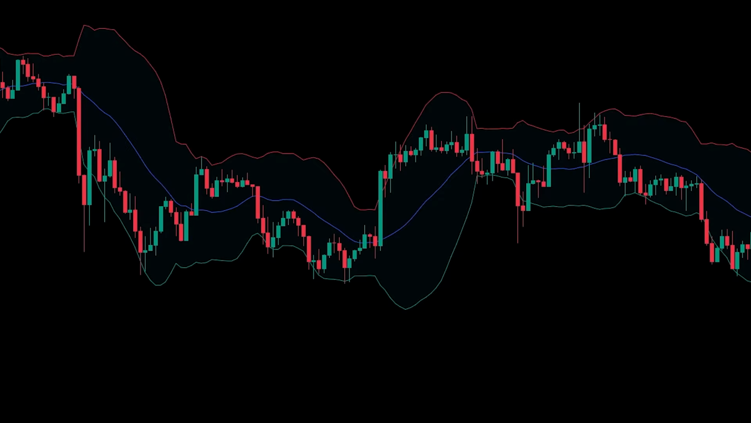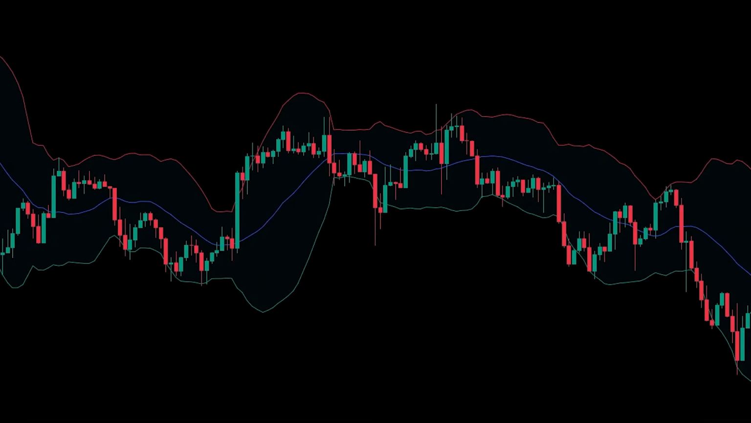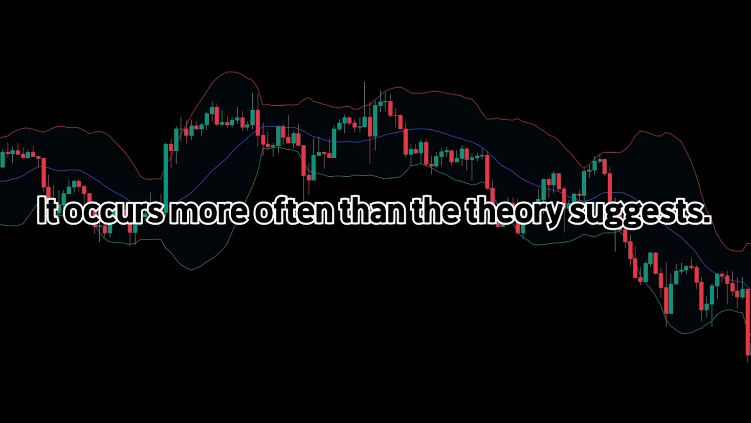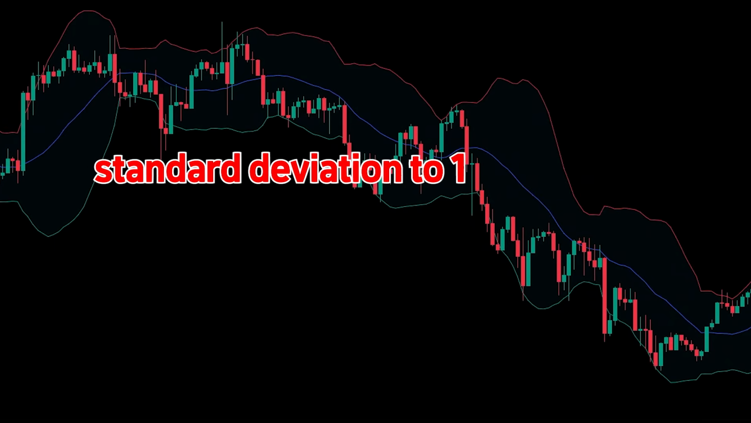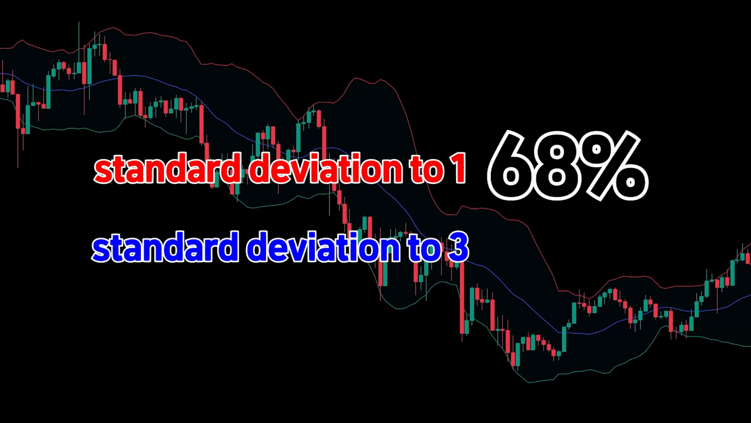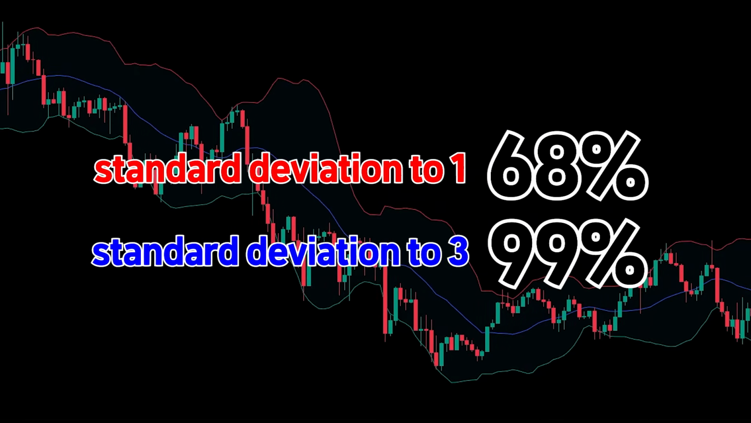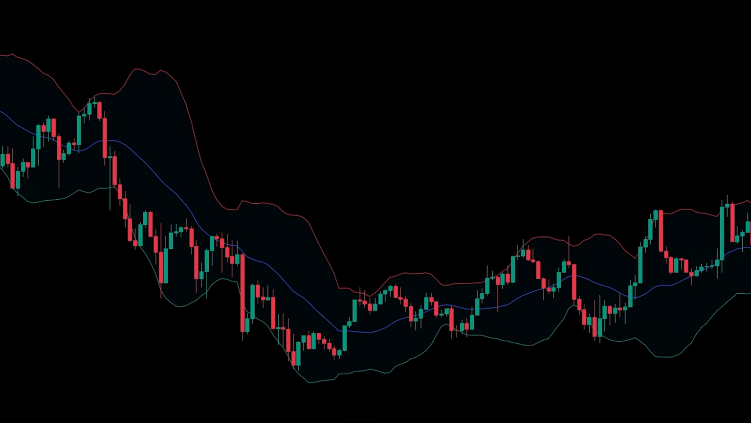The crypto market has frequent sharp moves and fat tail distribution characteristics, so in practice, breakouts can occur more often than the theory suggests. Lower the standard deviation to 1 and the probability drops to 68%. Raise it to 3 and it goes up to 99%. Remember these numbers. They'll come back in the third strategy.